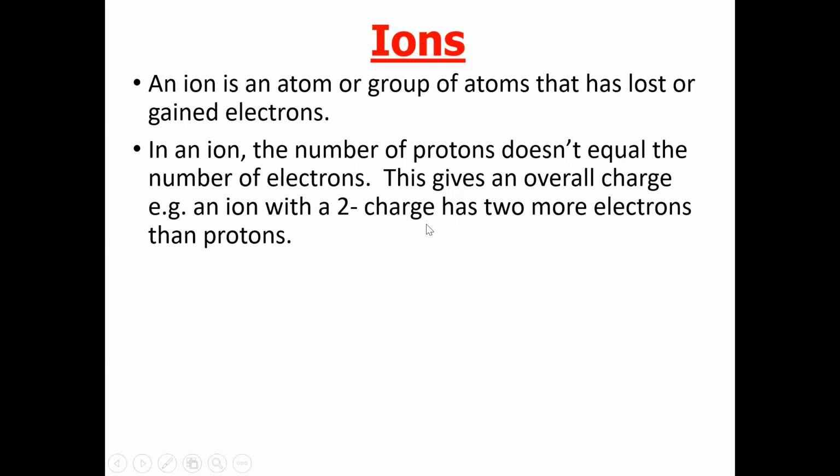So in an ion, the number of protons doesn't equal the number of electrons. And that's really important because in an atom it does. The positive protons cancel out the charge of the negative electrons. But in an ion, this doesn't happen. Because you've either got too many or too few electrons, you have an overall charge. So for example, an ion with a 2 negative charge has 2 more negative electrons than positive protons.